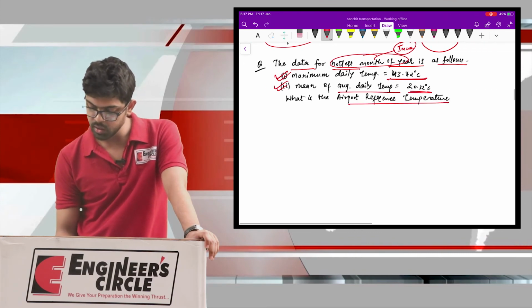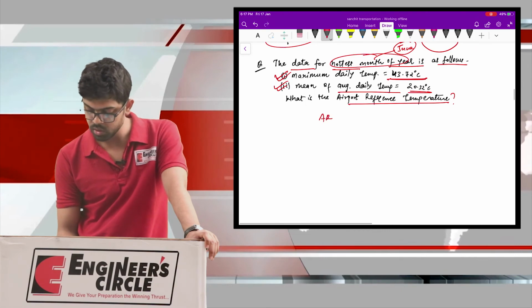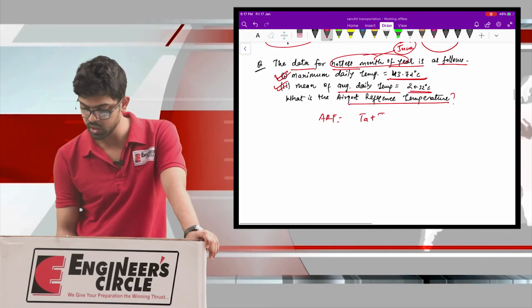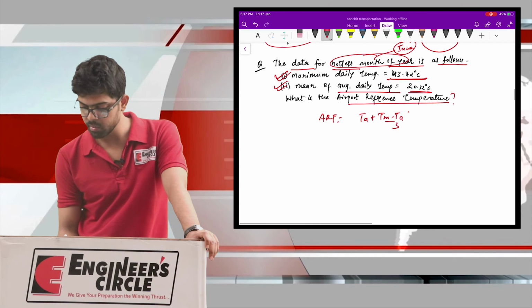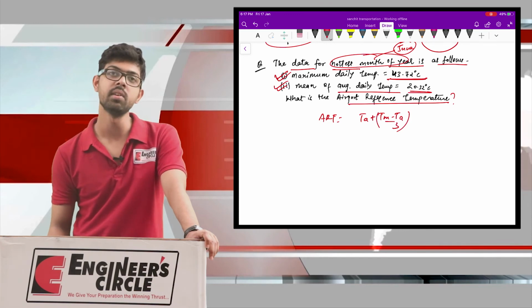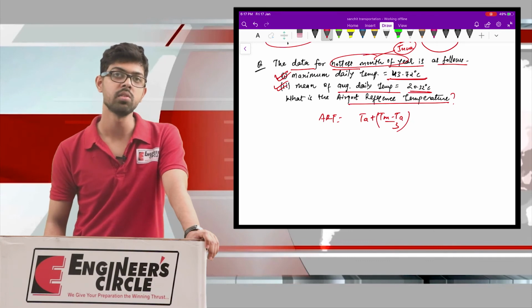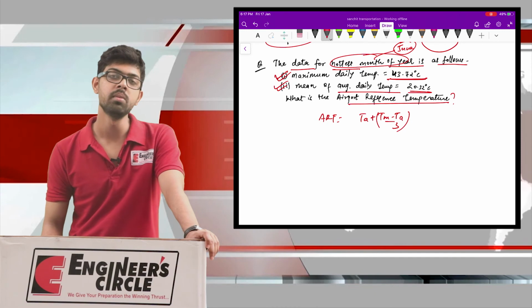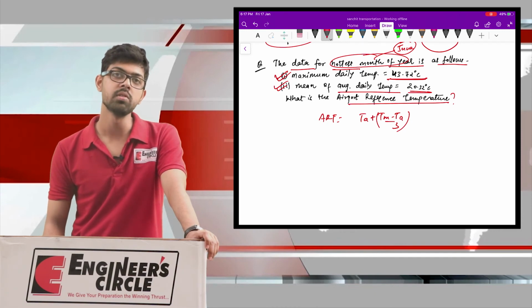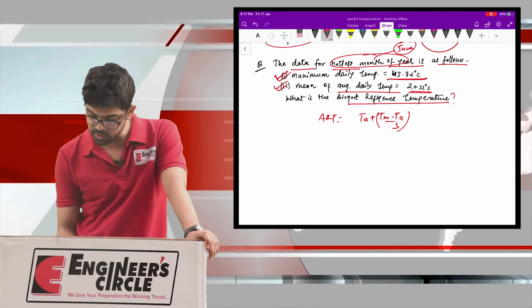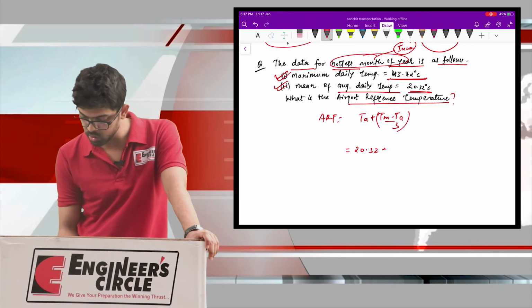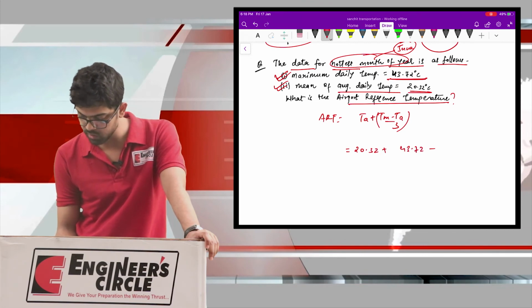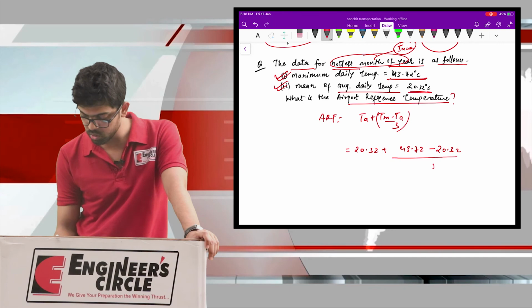What is your airport reference temperature? You need to find out. The airport reference temperature is given by TA plus (TM minus TA) upon 3. TA is the average of the mean monthly temperature of the hottest month of the year, and TM is the mean of the maximum temperature of the hottest month of the year. So TA is 20.32 plus TM is 43.72 minus 20.32, divided by 3.